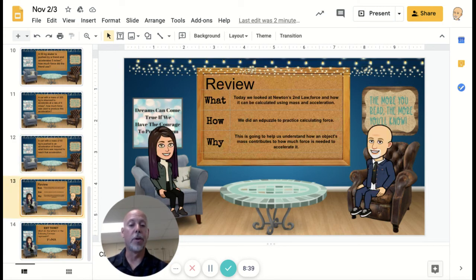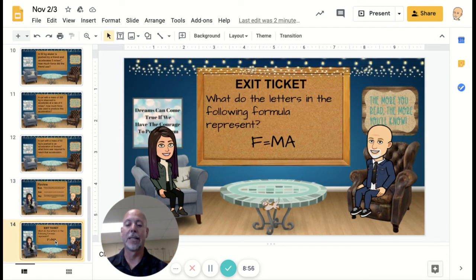Okay, so here's our review. Today we looked at Newton's second law, force, and how it can be calculated using mass and acceleration. We did this wonderful Edpuzzle to practice calculating force. This is going to help us understand how an object's mass contributes to how much force is needed to accelerate it. So your exit ticket is, what do the letters in the following formula represent? So you need to tell me what each one of those 3 letters represent in that formula.